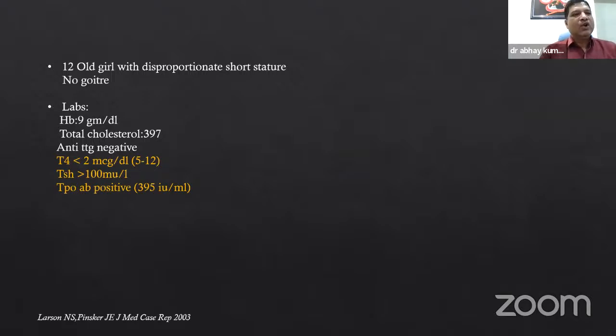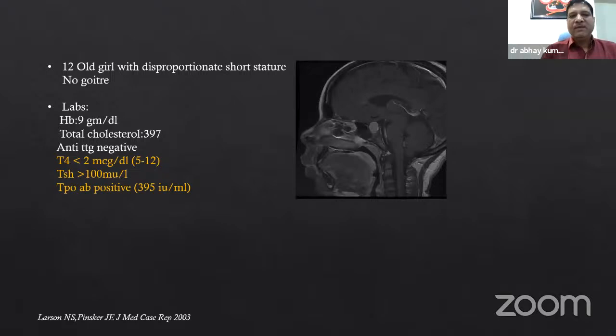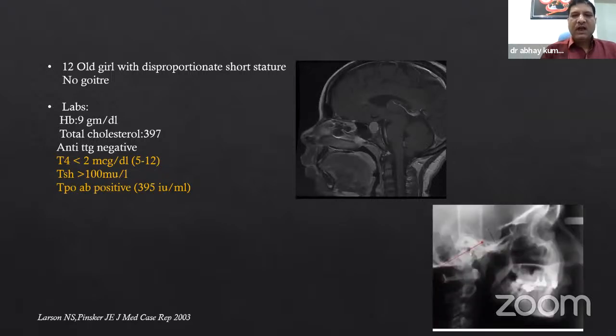On lab tests, her hemoglobin is 9. At the age of 12 years, you see the total cholesterol is 397, which is very high. The anti-TTG antibody, tissue transglutaminase antibody, is negative, which means the patient has no celiac disease. T3 and T4 are very low. TSH is more than 100 and TPO antibody is positive.